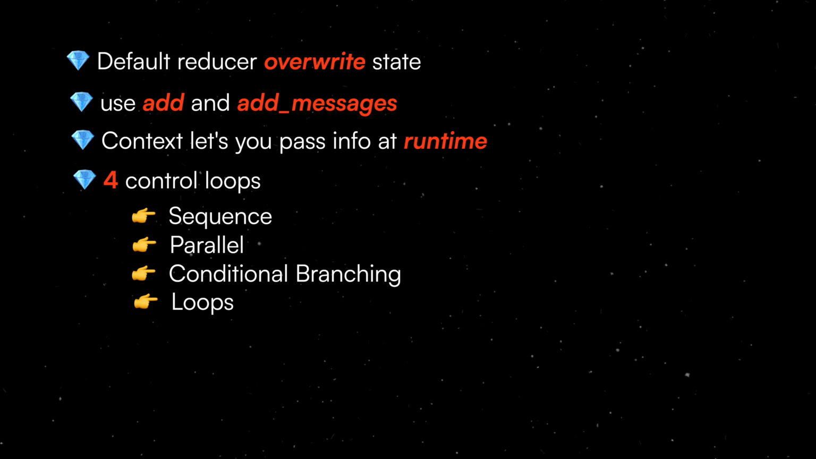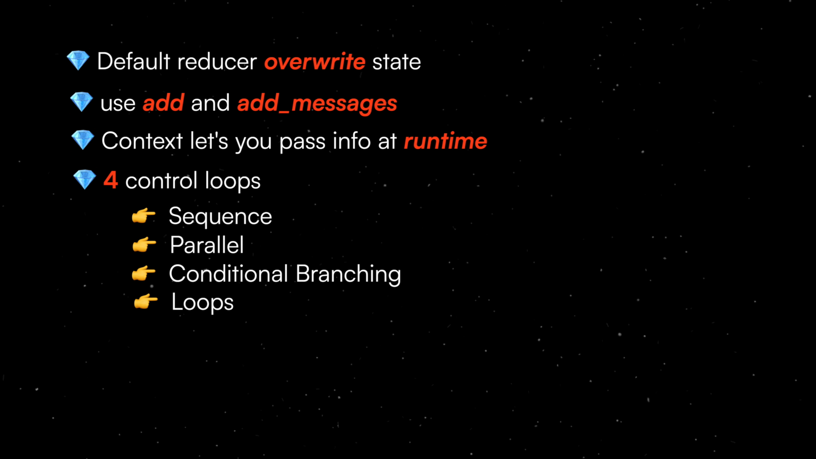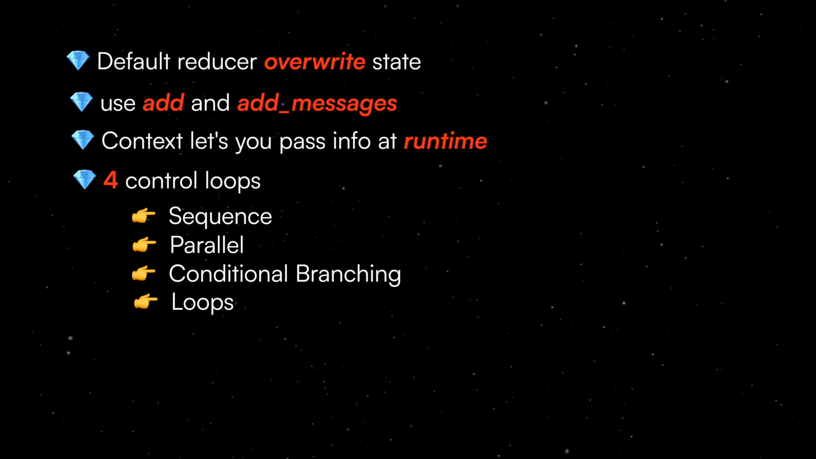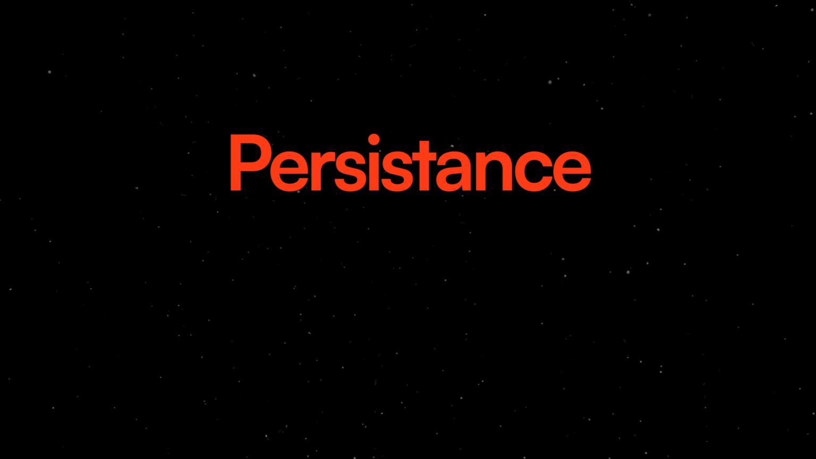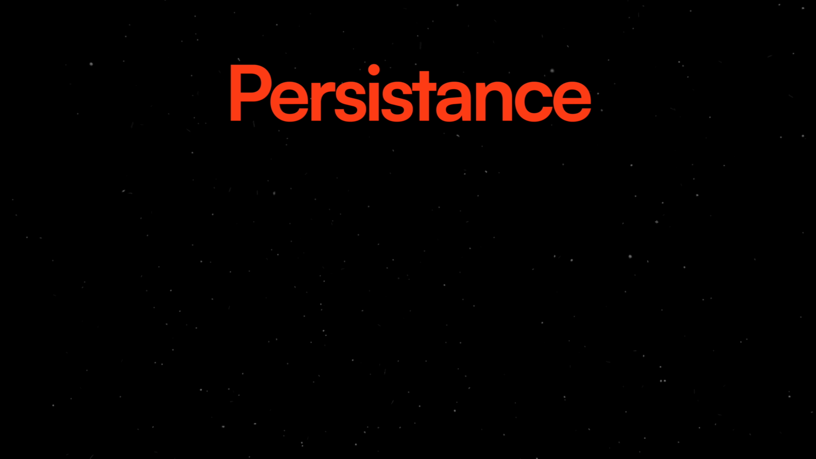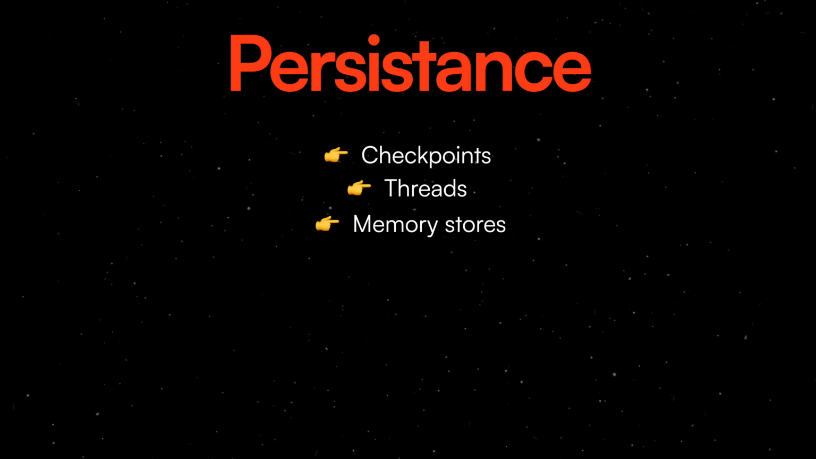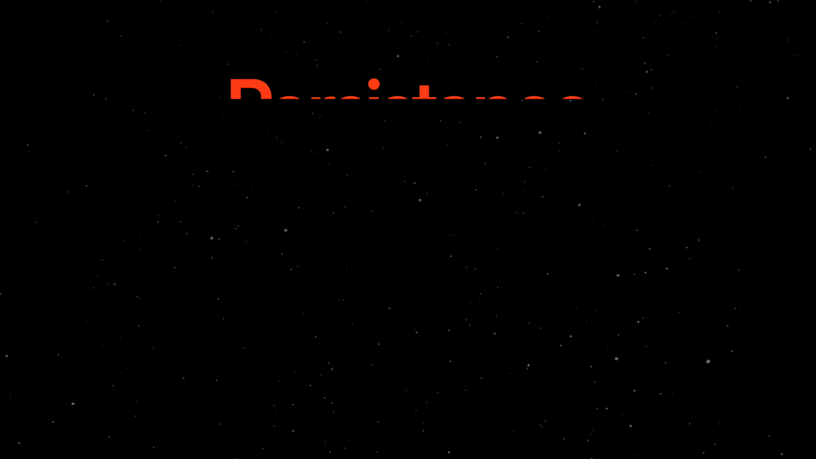But here is a question. What happens to your graph state after it finishes running? By default, it's gone. Every invoke starts fresh. We are fixing that with persistence, one of the most important features for building real-world AI agents. Checkpoints, threads, and memory store are the three core concepts for adding persistence to our agents.